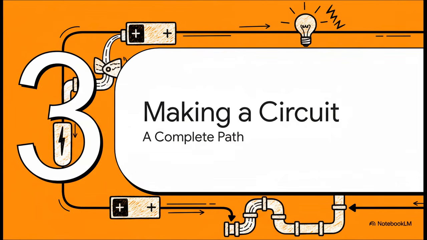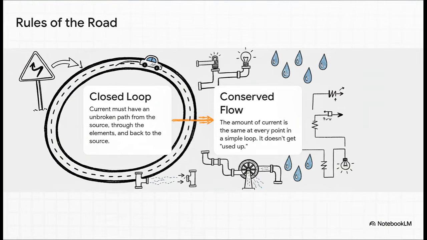Now, it's super important to remember that these three things don't just work on their own. For electricity to actually do anything useful, it needs a complete, unbroken path to travel on. It needs what we call a circuit. Yeah, you can think of it like a racetrack or a closed plumbing system. And there are two really simple rules of the road.